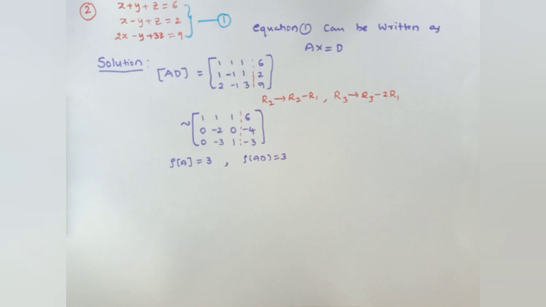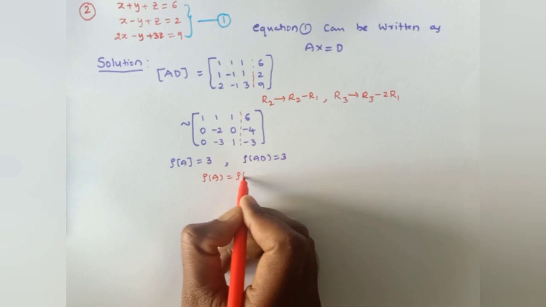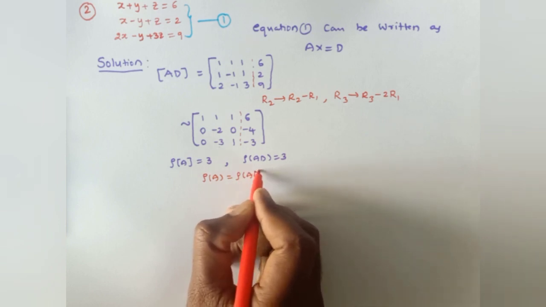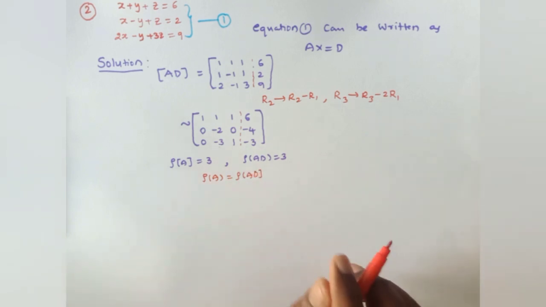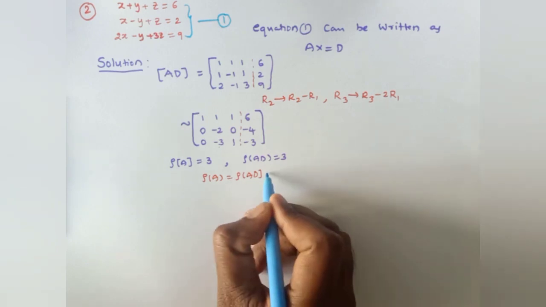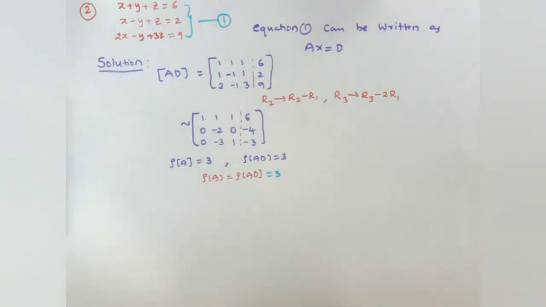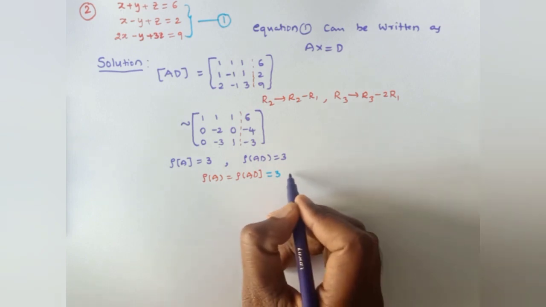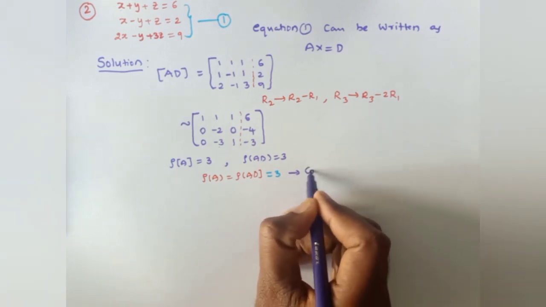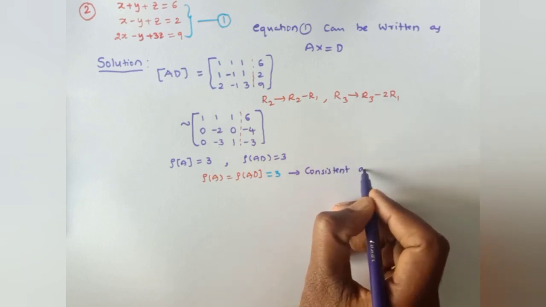Now here what happened? Rank of A is equal to rank of AD. Then what can we say? We say that the system is consistent. When it is consistent, a solution exists. And if it is equal to the number of variables present in the given system, therefore it has a unique solution. It is consistent and unique.